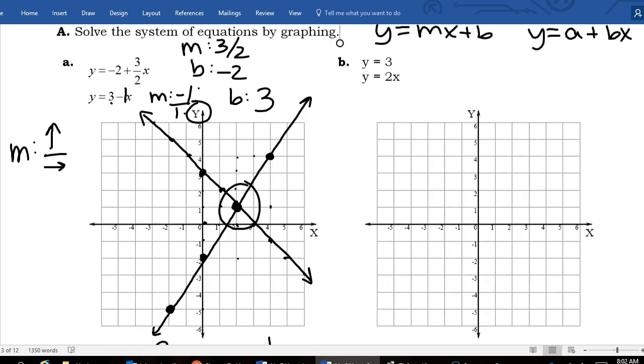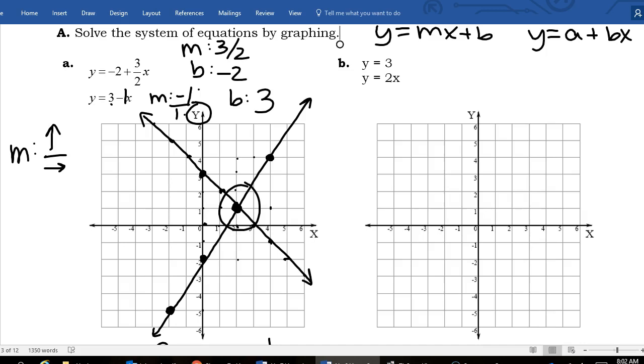Next one, I tried to do a little bit trickier equations. I have y equals 3, and I have y equals 2x. So these are both in mx plus b form, but the problem is I don't have an x in the first one, and I don't have a b in the second one. So the first one, I have the 3 for the b because there's no x, so I can't find the m.